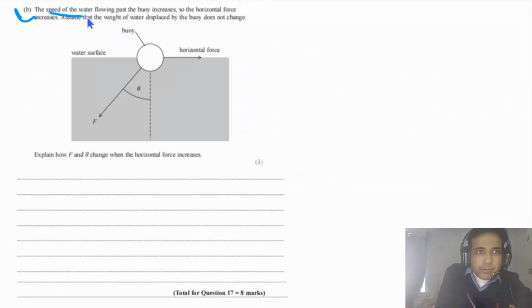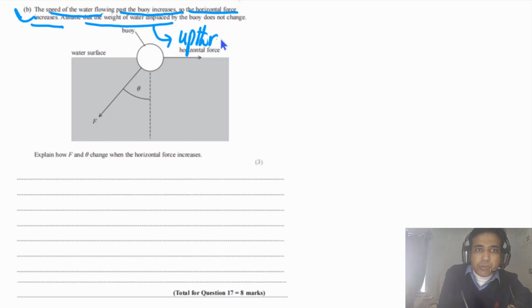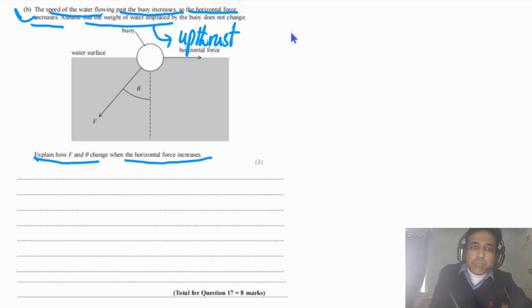Part B says the speed of the water flowing past the buoy increases, so the horizontal force increases. Assume that the weight of the water displaced by the buoy does not change. Weight of the water simply means the upthrust, so it is given to us that upthrust remains constant. For this question, we need to explain how F and theta change when the horizontal force increases. So we can start first of all with the forces along vertical.